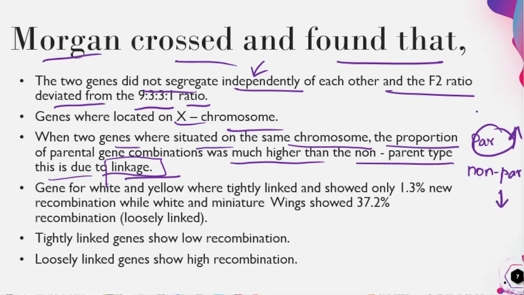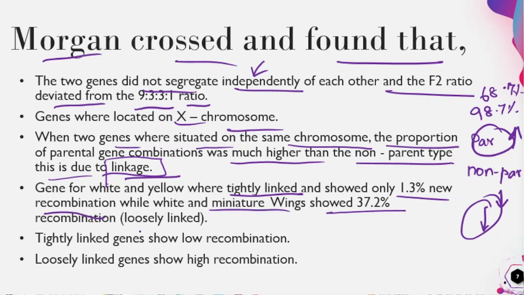So you can observe in the first case 98.7%, and in the second case also you were able to observe 68.7 or 68.6 percent. You can observe that, right? But the non-parental percentage was comparatively very low. Genes for white and yellow were tightly linked and showed 1.3% new recombinants, while white and miniature wing showed 37.2% recombination, loosely linked.